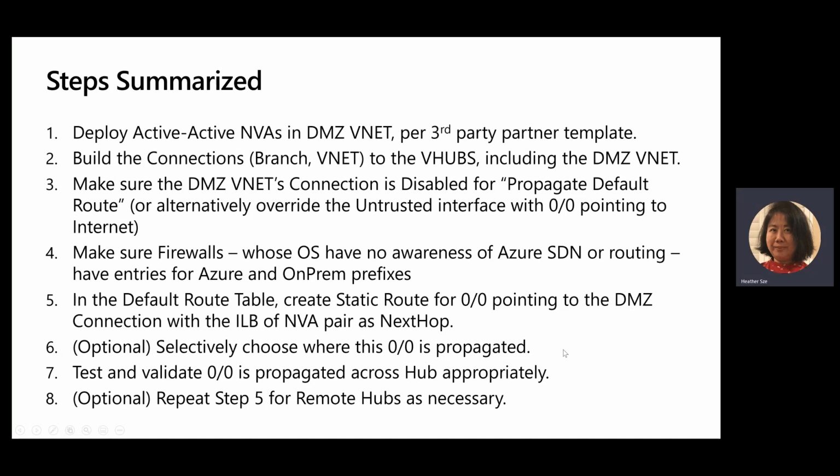And of course, if you have a virtual WAN with many VNets, you may have some VNets where you want to break out locally to the internet and you do not want traffic to go through the DMZ complex. In those particular VNets, you would want to disable propagate default route, so this 0/0 is not propagated to those VNets. And of course, it's very important to test and validate that 0/0 is propagated across the hub appropriately. And finally, an optional step, as we did for flow 3, repeat step 5, that is defining the static route for 0/0 for remote hubs as necessary.